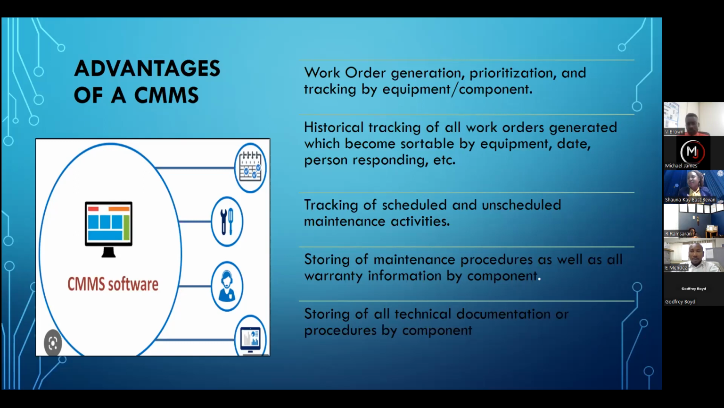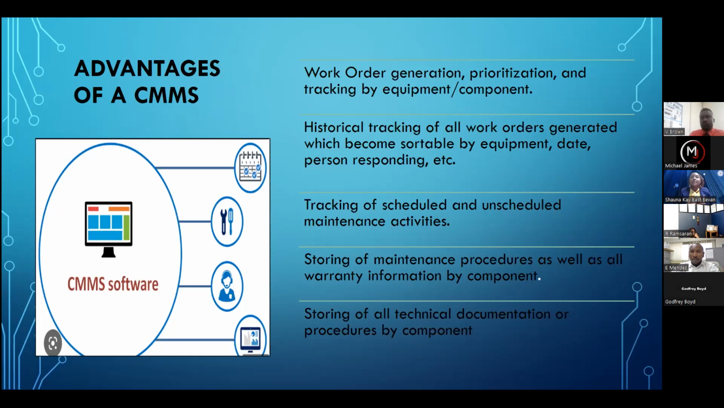So a CMMS is, and more persons may be more familiar with an EAM, which is an enterprise asset management system, and it's more holistic. So it starts from asset initiation to asset disposal. Many persons locally, I am aware, have EAMs as part of their maintenance strategy or asset management strategy, but many persons just stick to CMMS, and it's more user friendly, and it's more to the point in terms of maintenance management.